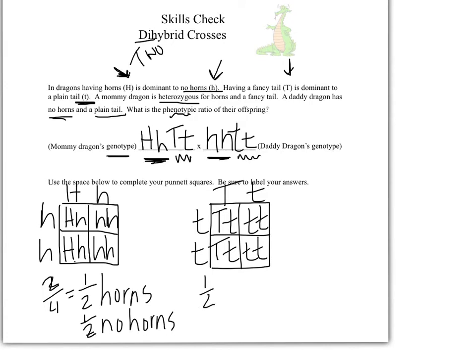Half are going to contain the big T, and so that means fancy tail. We look up at the top. Fancy. And then half we're going to have just 2 little t's, so that's a plain tail.